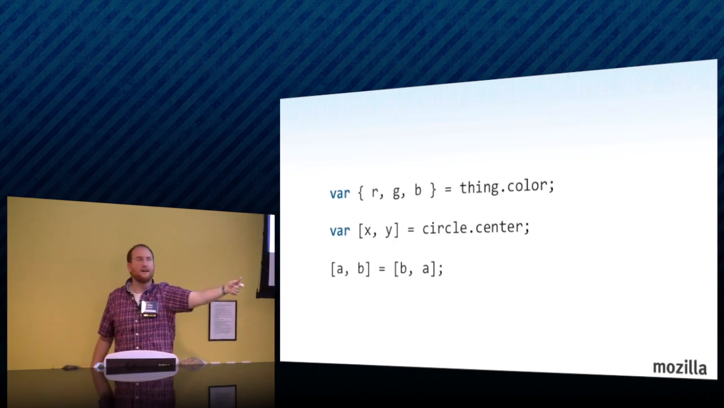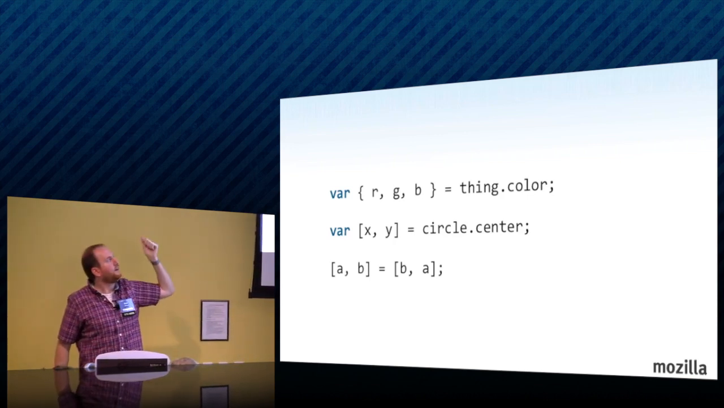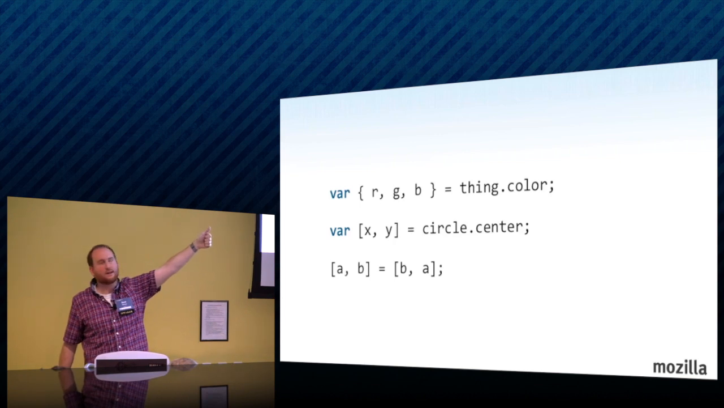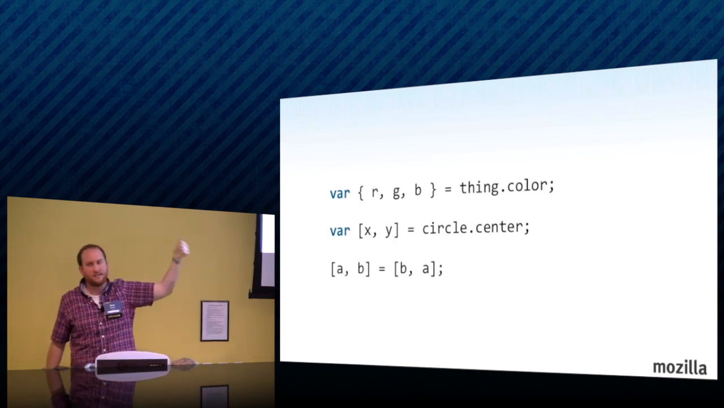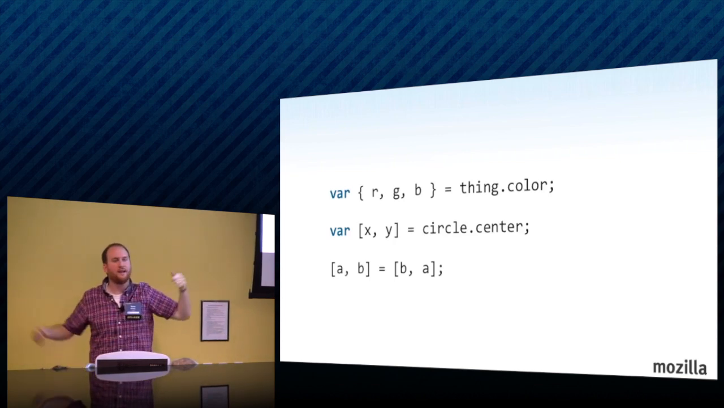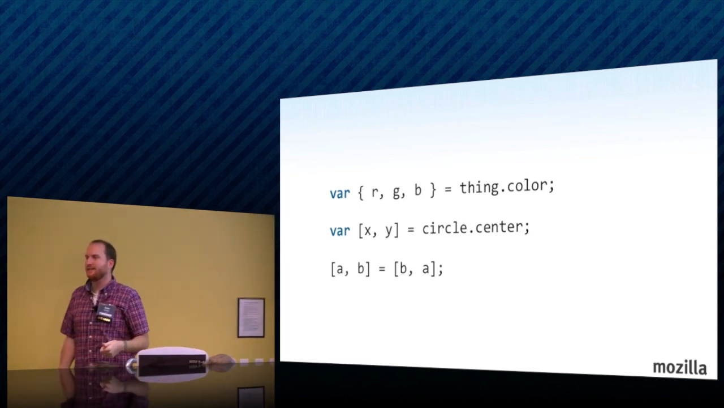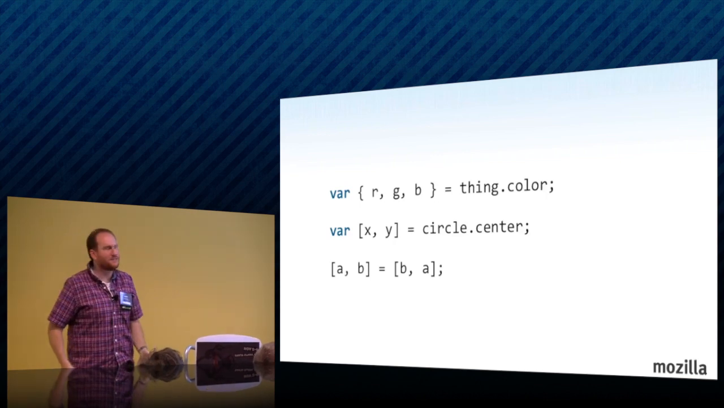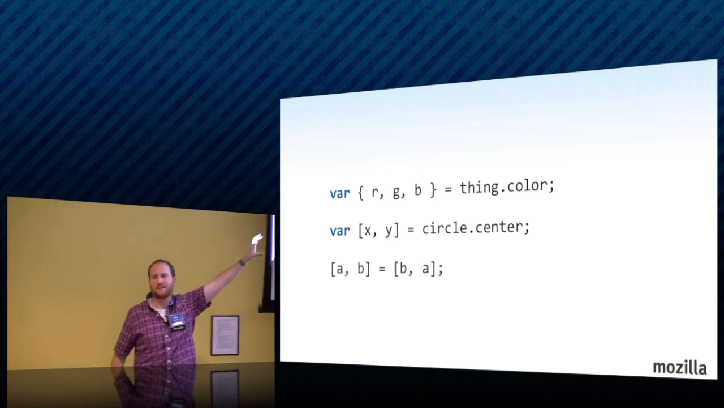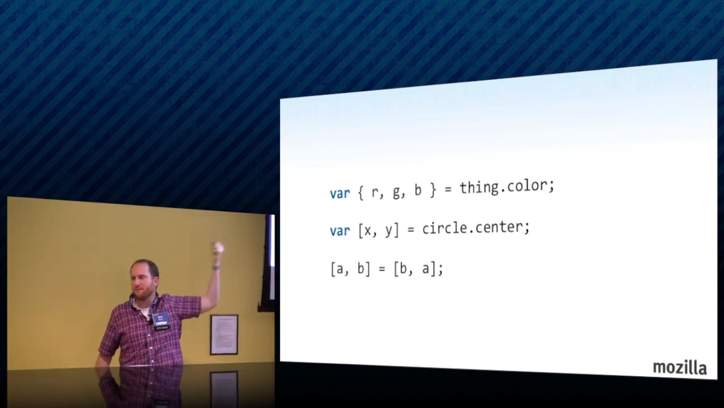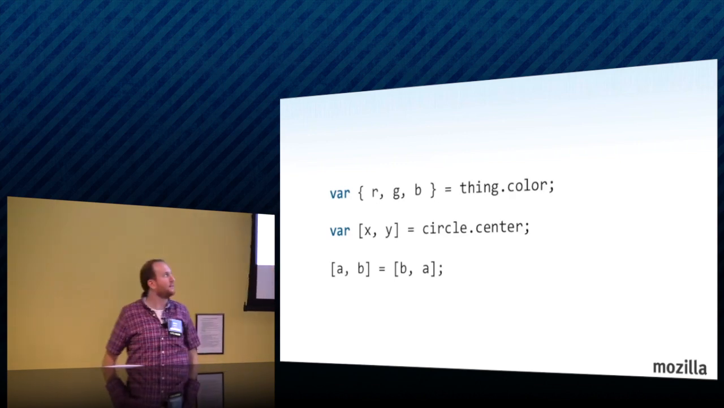So in this one line, I've basically said, ask for thing.color.r, ask for thing.color.g, and ask for thing.color.b, and assign each one of those to a local variable r, g, and b. So it's really concise, but it's also really readable. I mean, basically, you're creating a pattern on the left-hand side that sort of matches the pattern of the data that you expect on the right-hand side.